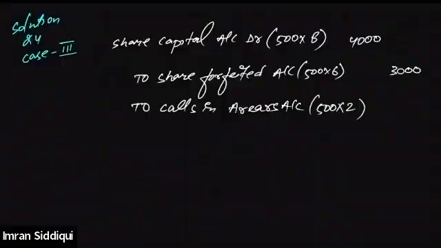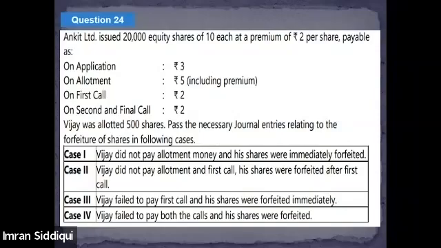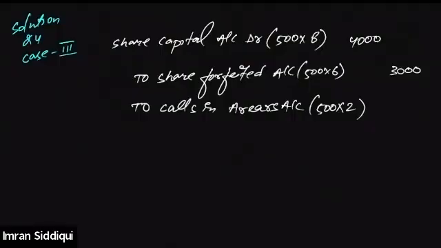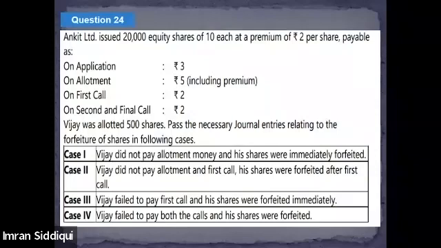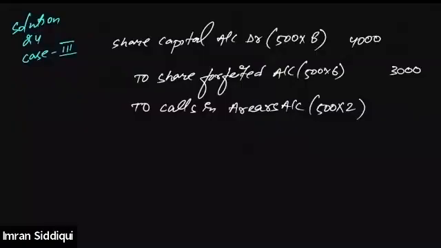How much is outstanding? The amount is outstanding towards the first call only. Is that right, Halima? Halima. Vijay did not pay the first call. That means only the first call is due. So calls in arrears will be 500 into 2 only. Is that correct? Yes or no? Please confirm. Yes, sir, it's correct.